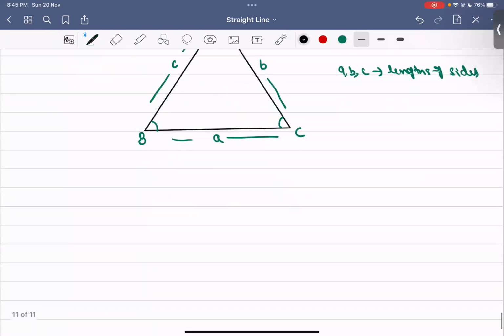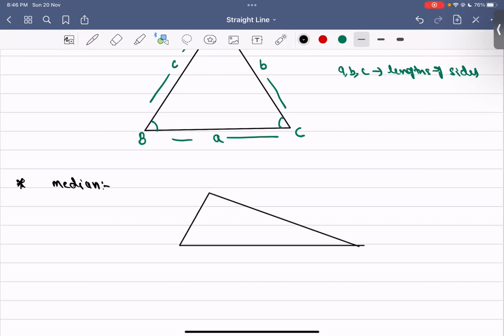So next point is, next few terms. So median. Median means, suppose in a triangle ABC, this is the triangle. So median is the line joining the vertex with the midpoint of the opposite side. Suppose the midpoint of BC is this one. So this BM distance is equal to MC distance. Then if you join A with this midpoint of the opposite side BC, then this is called a median. Yes or no? This is median.